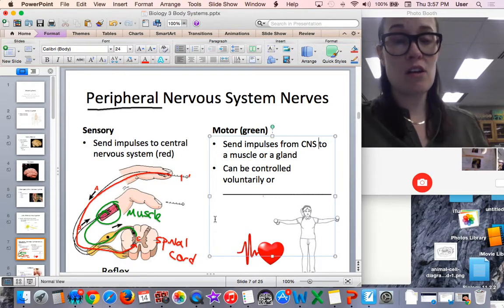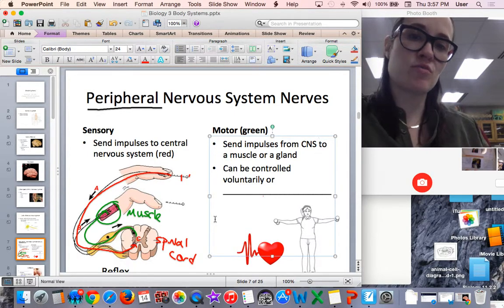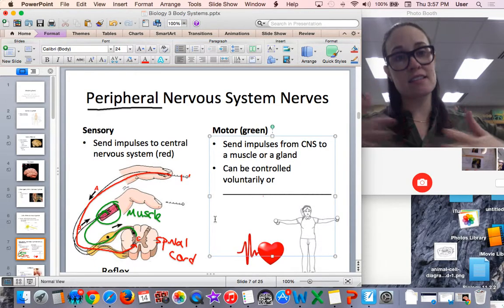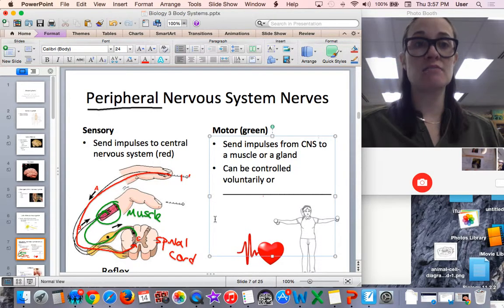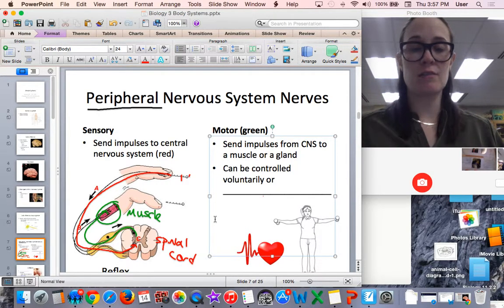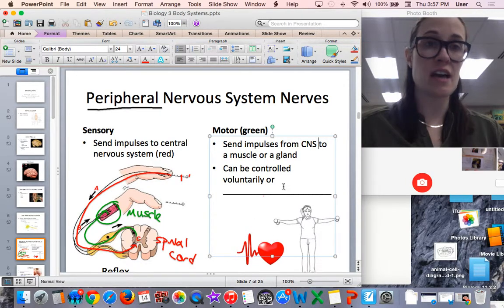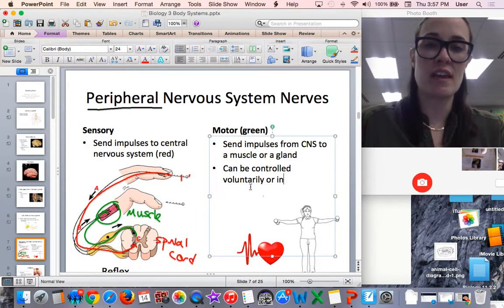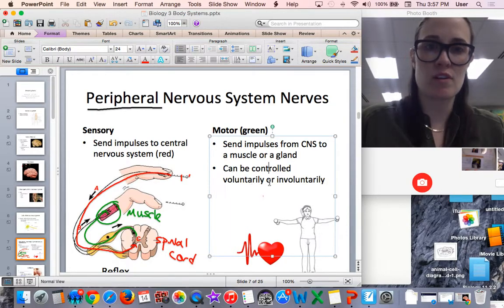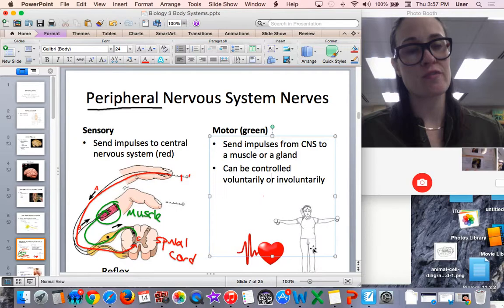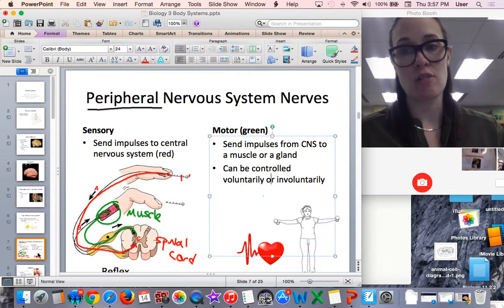The cool thing about motor neurons, they can be controlled voluntarily, meaning I can decide to lift my hands up, okay? Or I can decide to move my mouth and talk. I can also decide to take a breath in and out. But they could also be controlled involuntarily. Is that a word? Yes. So like, for example, I have a picture of a heart there. Your nervous system controls your heartbeat. So that's good. It's good that you don't have to think about making your heart beat.